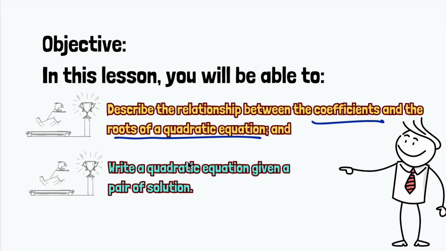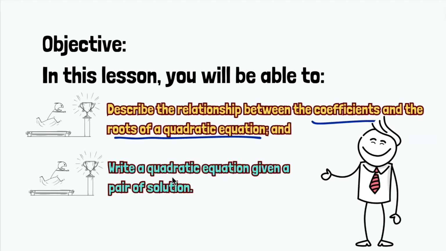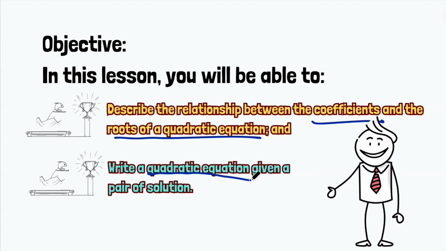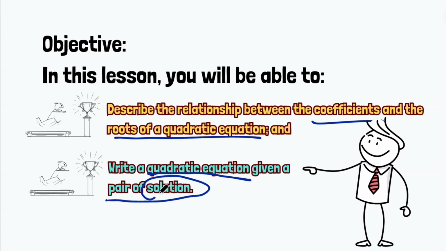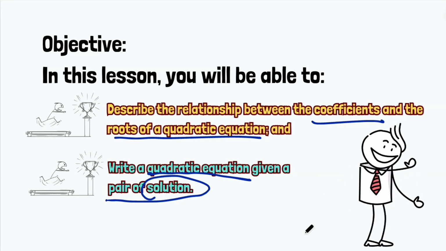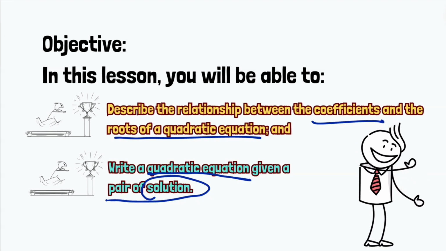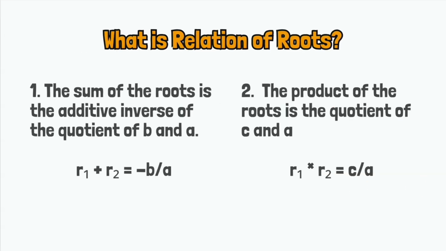And the second goal or objective is, using those particular things, we will write a quadratic equation given the pair of roots or the solution. So isn't it wonderful? We could create a quadratic equation using a pair of solutions. So how to do that? Let's first define what the relation of roots is.